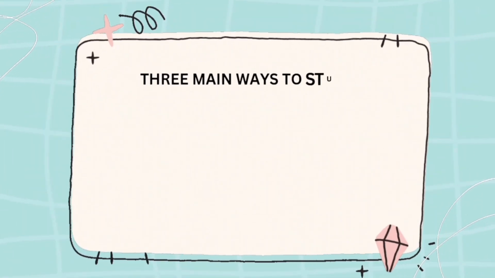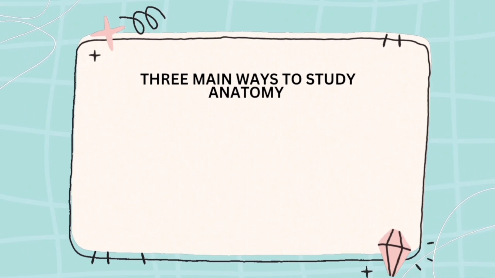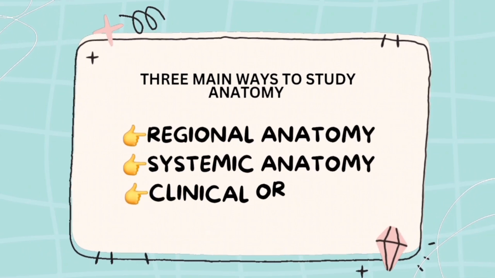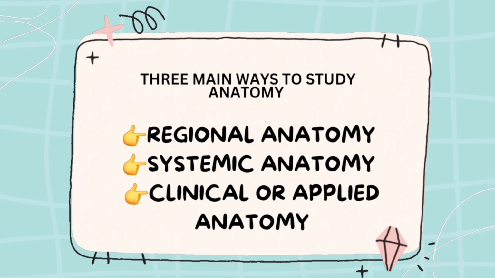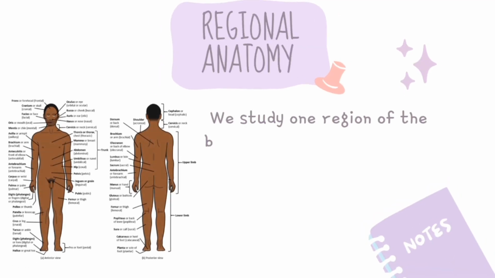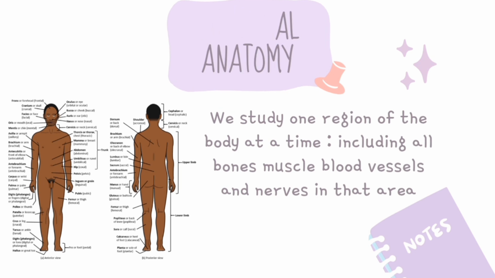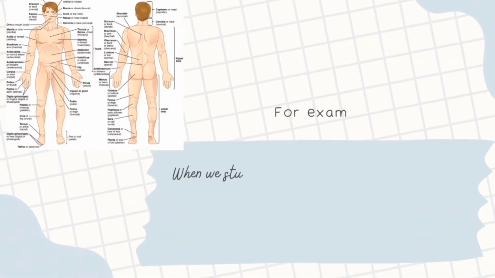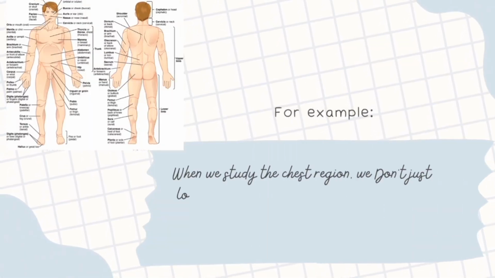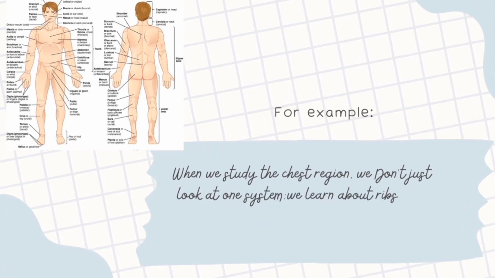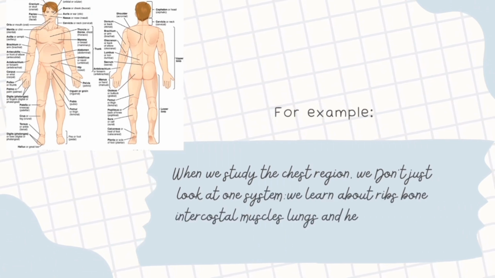So guys, next we are studying the three main ways to study human anatomy. That is regional anatomy, systemic anatomy, and clinical or applied anatomy. Let's focus on regional anatomy. In this approach, we study one region of the body at a time. That includes all the bones, muscles, blood vessels, and nerves in that area. For example, when we study the chest region, we don't just look at one system. We learn about the ribs, intercostal muscles, lungs, and heart, the nerves supplying them, and the blood vessels too, all together.